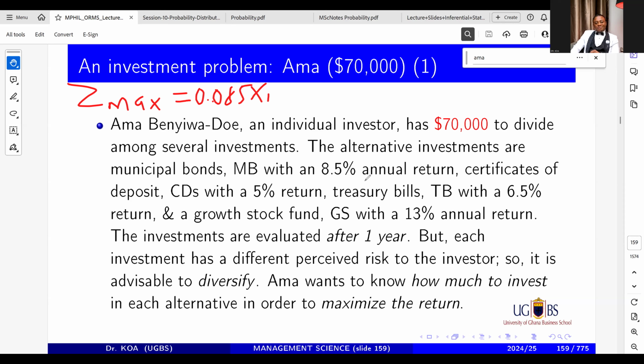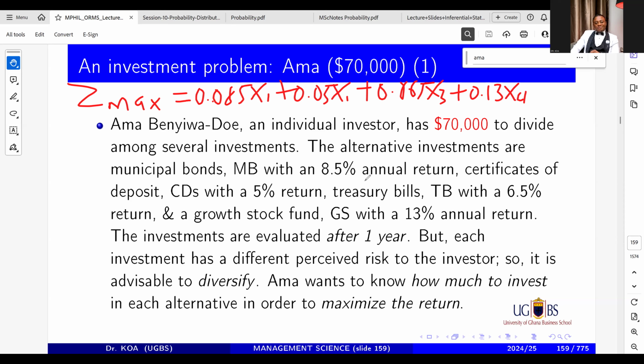Then the certificate of deposit is 0.05 X2. That is for the certificate of deposit. Plus 0.065 X3. That is for the treasury bills. And finally, for the growth stock fund, it's 13%. So that is 0.13 X4. This is how you formulate the objective function.